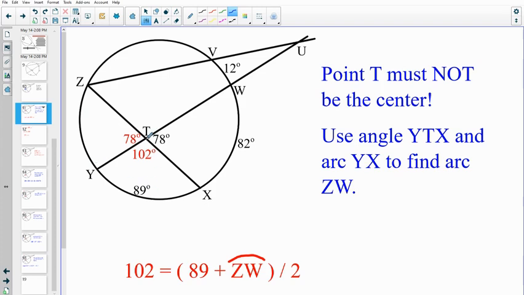So since this intersection is inside the circle, I'll say that this angle, 102 degrees, is equal to the sum of these two arcs. Notice that it's arc ZW because that is where the angle is intercepting the circle. So all the way from Z to W is the one that I'm going to be able to find. So 102 equals 89 degrees plus whatever this is, divided by 2. It's the average of the two.